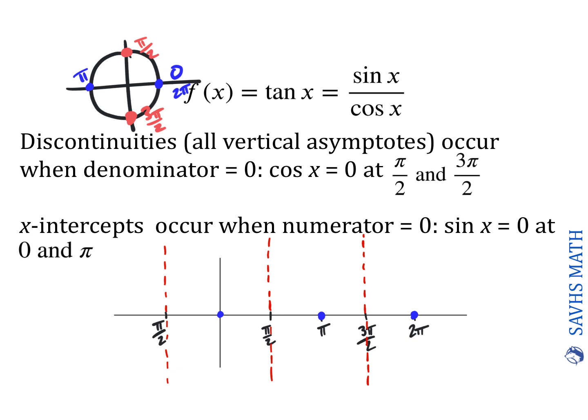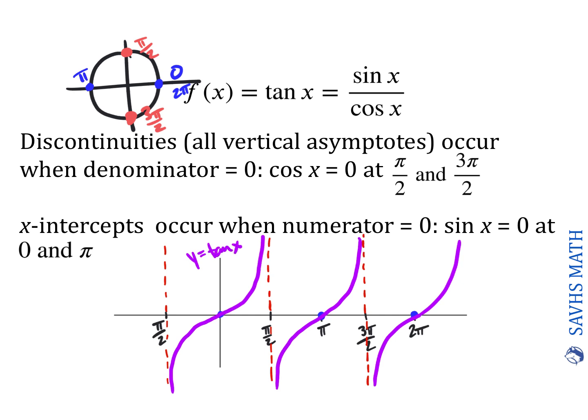So here's what the graph will look like. Like that, okay? And it's just going to continue along this shape. It's really nice looking. And there we go. So that's our parent tangent function. I'm going to label this as y equals tangent of x.